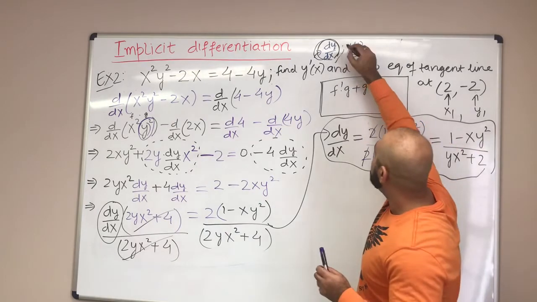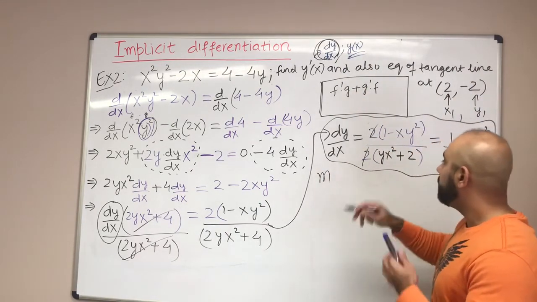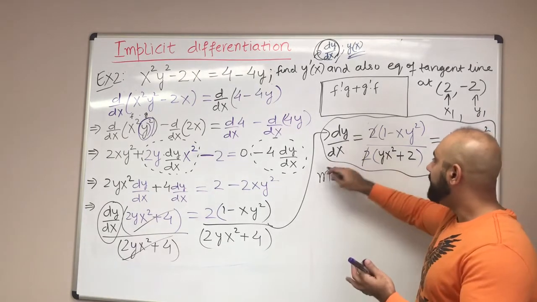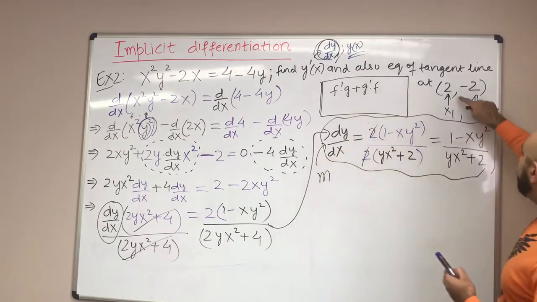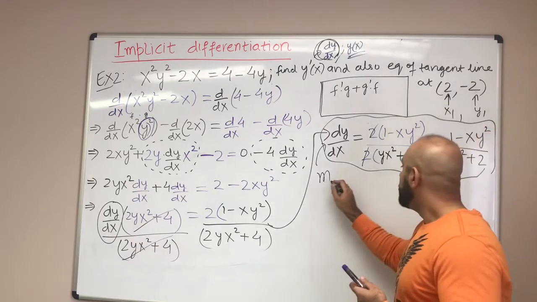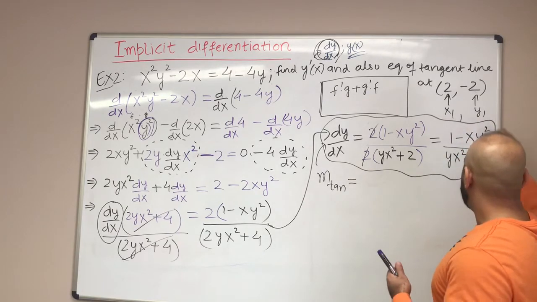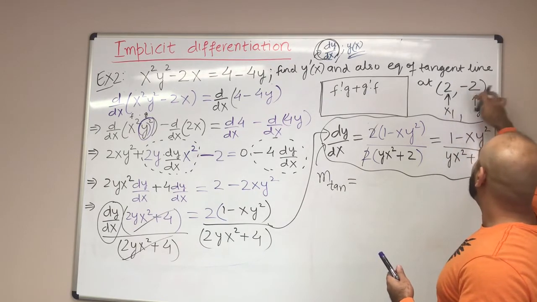We are done with this part, and now we have to write the equation of the tangent line. So to find the equation, first you have to find the slope. Slope is just the derivative, but at a particular point, and the coordinates of the point are already provided, 2 and negative 2. So m tangent can be calculated using this equation for the derivative, but substituting x as 2 and y as negative 2.